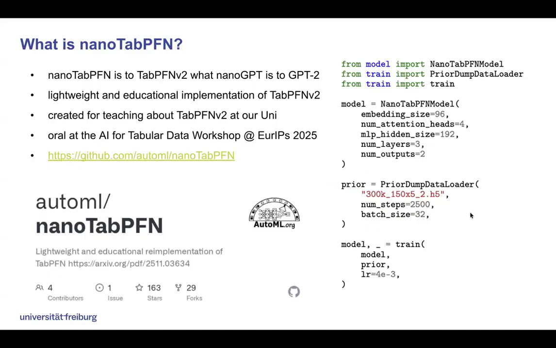So nanoTabPFN is essentially to TabPFN v2 what nanoGPT is to GPT-2. It's a lightweight educational reimplementation, and we created this originally for teaching about TabPFN at our university. And then we thought, how could we maybe make a workshop paper out of this? So we made some experiment on pre-training very fast on very small data, and submitted this to the AI for Tabular Data workshop at NeurIPS, where it got accepted as an oral. And you can check it out under this GitHub repository. If you just Google nanoTabPFN, you should be able to find it.